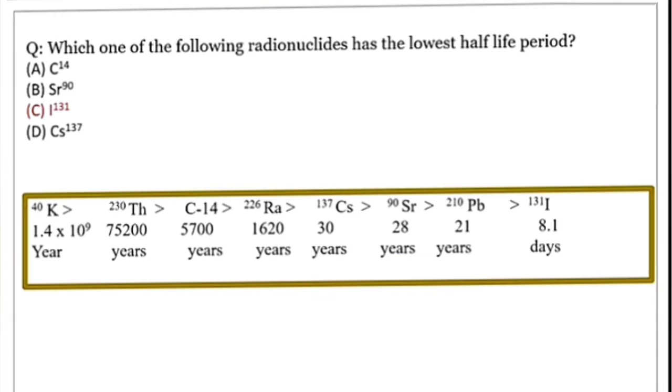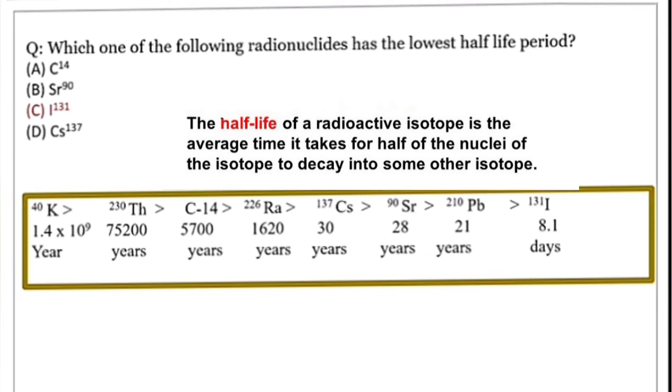Next question is about the half-life period. It is asking which one of the following radionuclides has the lowest half-life period. Before going into that, you should know what is the half-life period of a radionuclide. The half-life means the time it takes for half of the nuclei to decay into some other isotope.